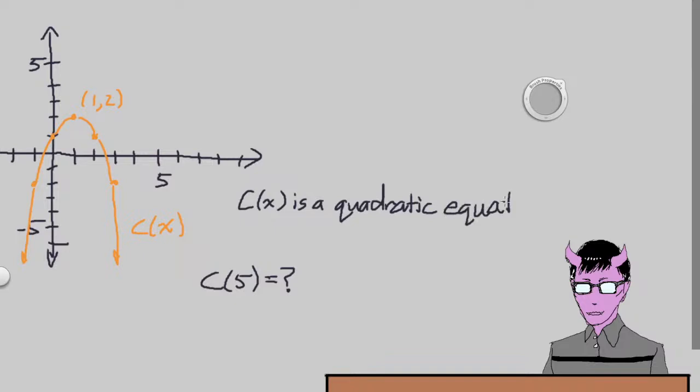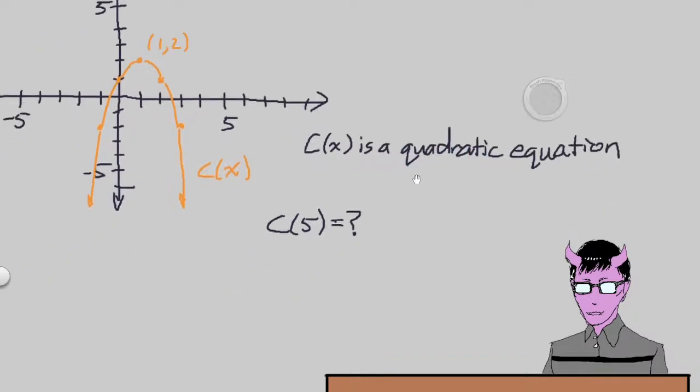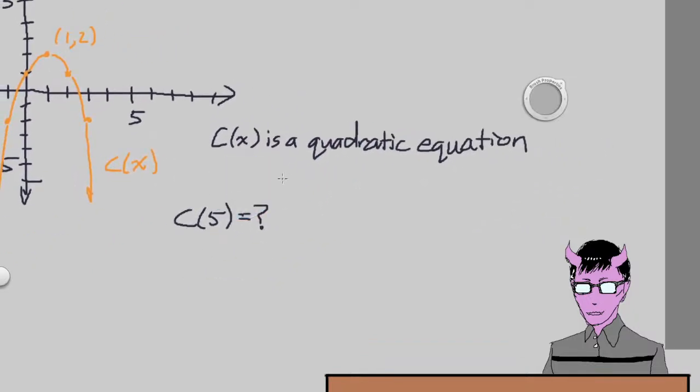Just to be absolutely clear. Okay, so given that c of x is a quadratic equation, what is the value of c of 5?